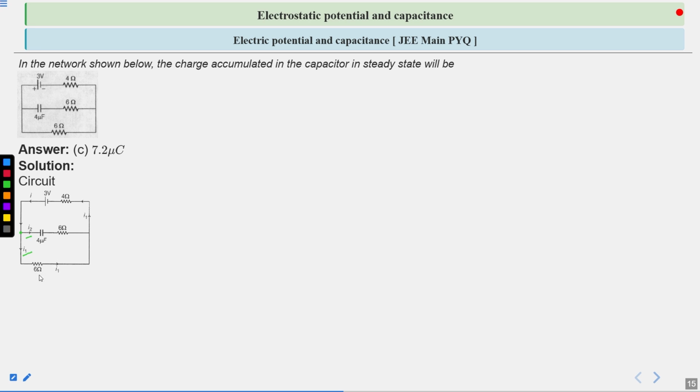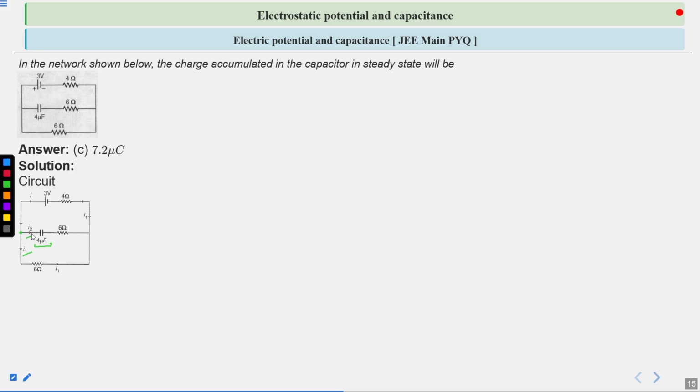Now you can see that in steady state, when the capacitor becomes fully charged, it will block the DC current. DC means direct current. We will see the detailed part of DC and alternating current in our upcoming chapter 7. So this is the capacitor. In steady state, it will block the DC. It will prevent the flow of current through this branch of the circuit.